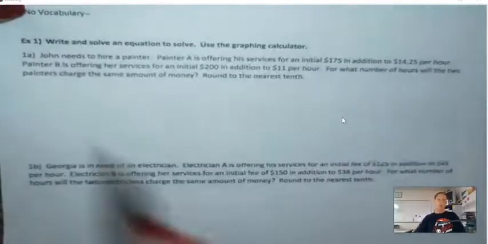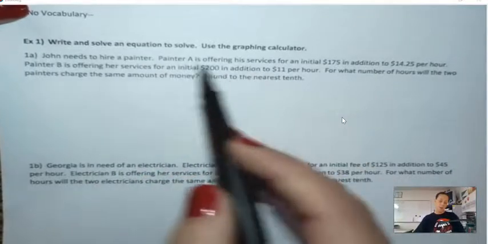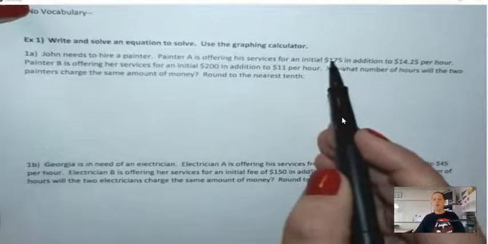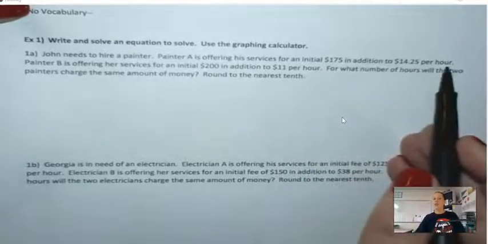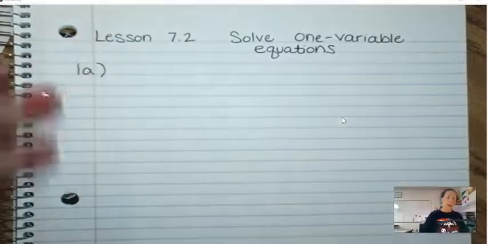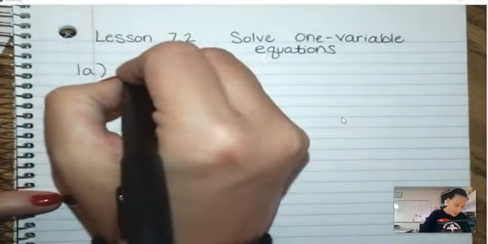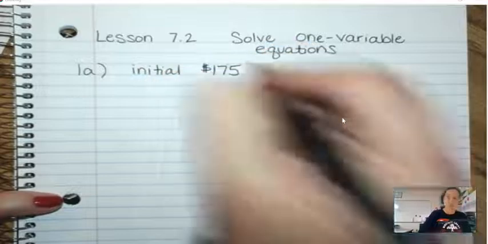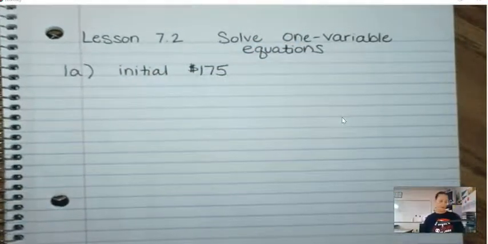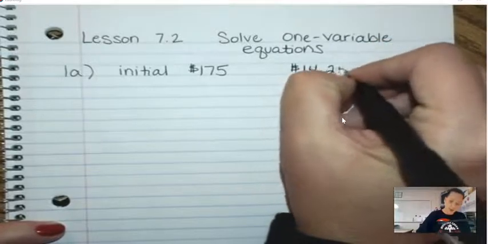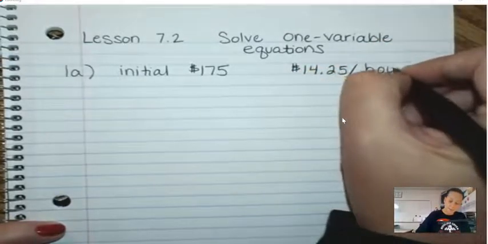Okay, question 1. John needs to hire a painter. Painter A is offering his services for an initial $175 in addition to $14.25 per hour. Let's write down, this is example 1A. I have a painter that has an initial fee of $175. So just to come to your house, he charges $175. And he charges $14.25 per hour.